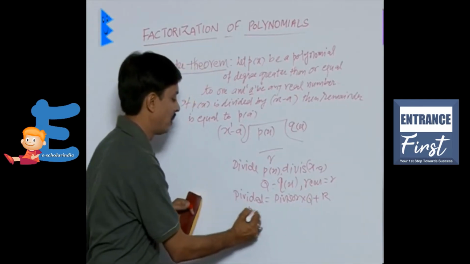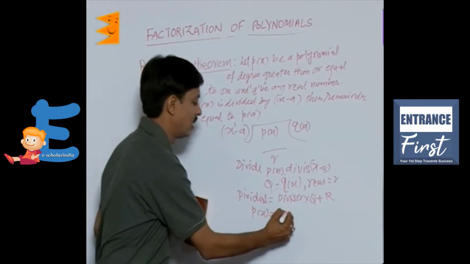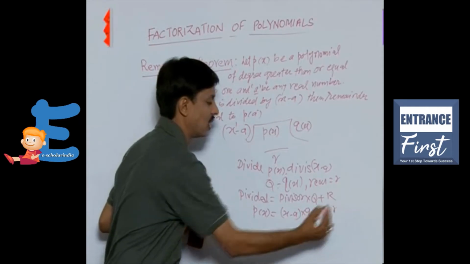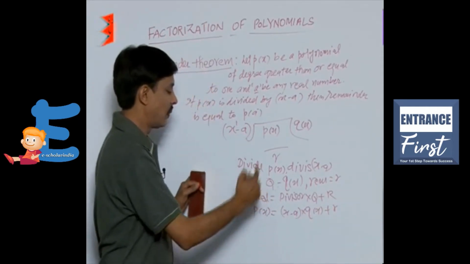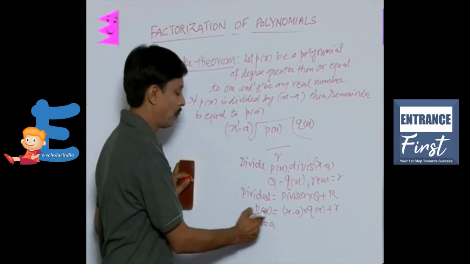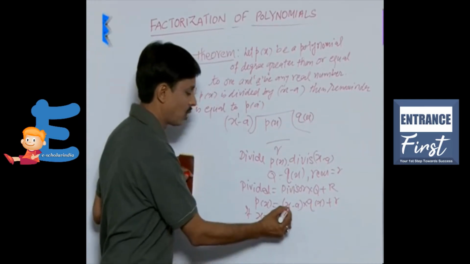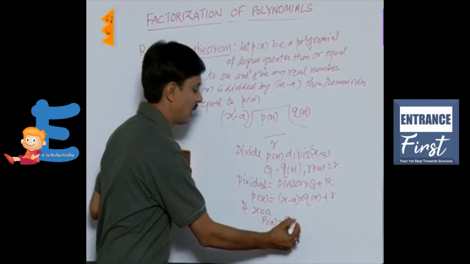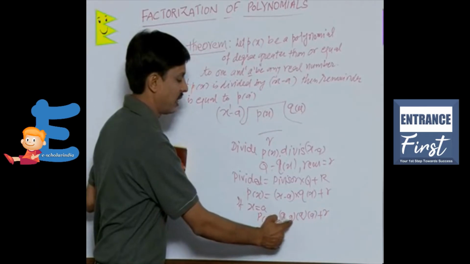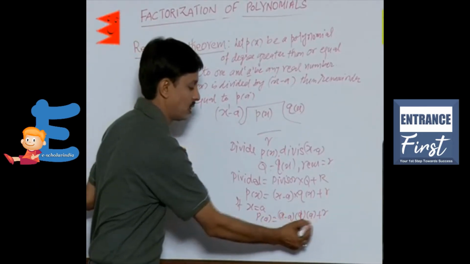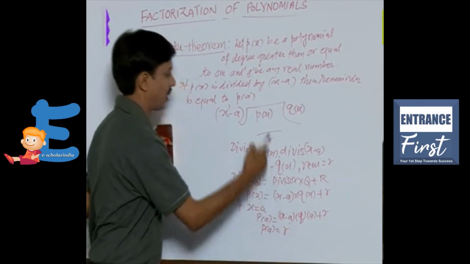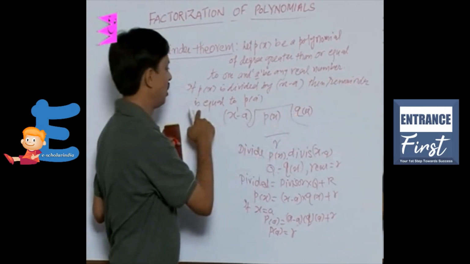Here, what is the dividend? P(x) is equal to, what is the divisor? x minus a. What is the quotient? q(x). Then what is the remainder? Here r. So I can say, if x is equal to a, then P(x) becomes P(a) is equal to, in place of x put a, this becomes (a minus a) into q(a) plus r. a minus a is 0, 0 into q(a) is 0, 0 plus r is r. So what is coming? P(a) is equal to r. So that is what the remainder is, P(a).